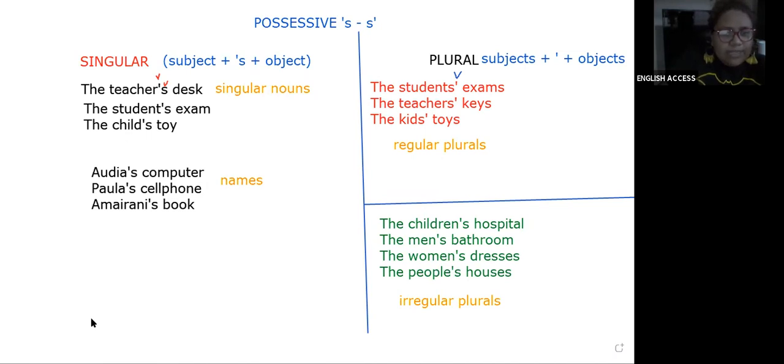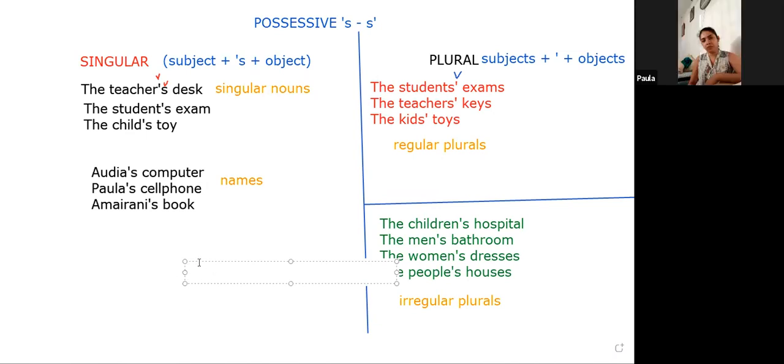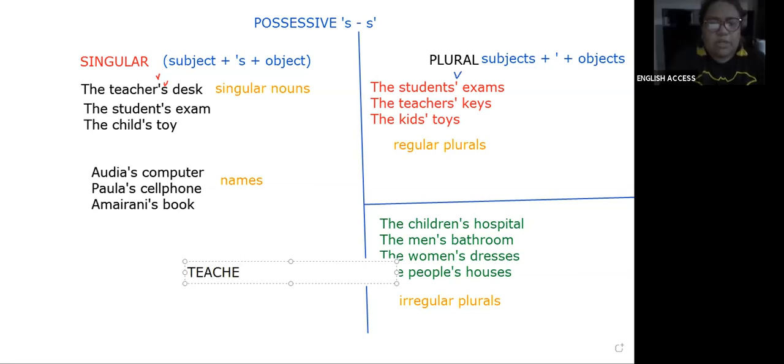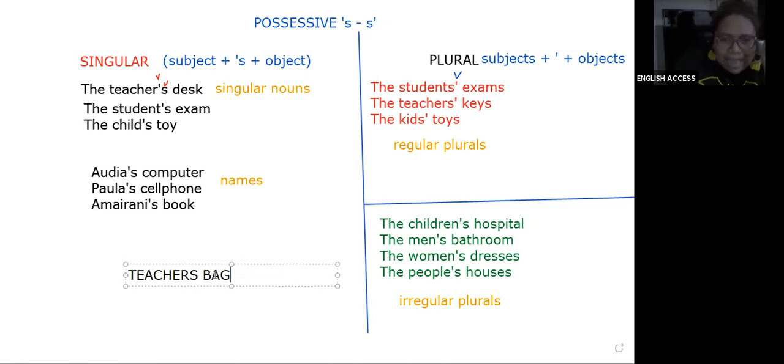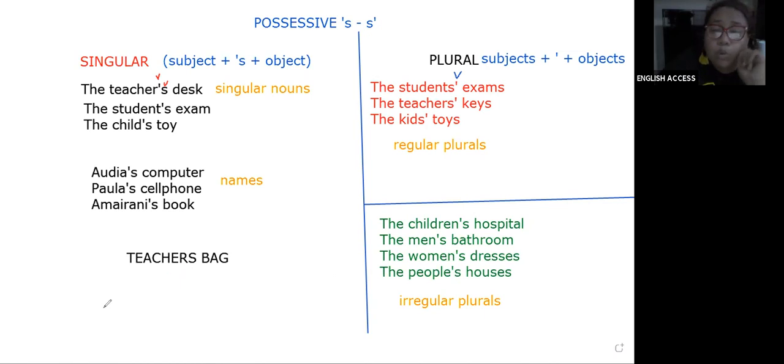Now, let's look at this letter, okay? We have the letter S in teacher. Teachers back. Okay, en este caso, dice teachers back. Primero identificamos, it's singular or plural? Plural. Why is plural? No le puse el apóstrofe. Quiero que ustedes me digan dónde va a ir. Yo le puse la S, nada más me falta el apóstrofe, pero ¿dónde va a ir? Before. Después de la R.